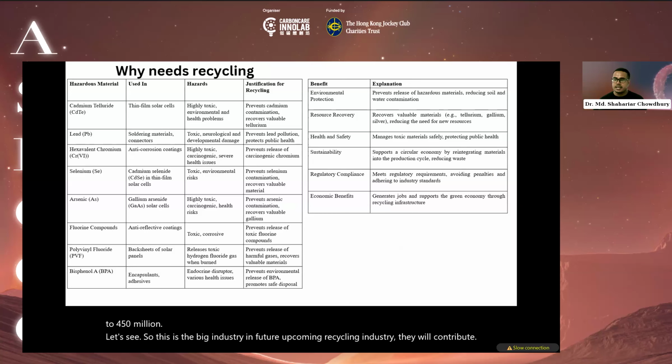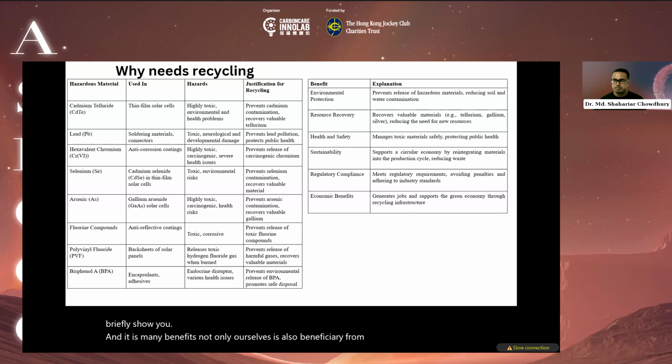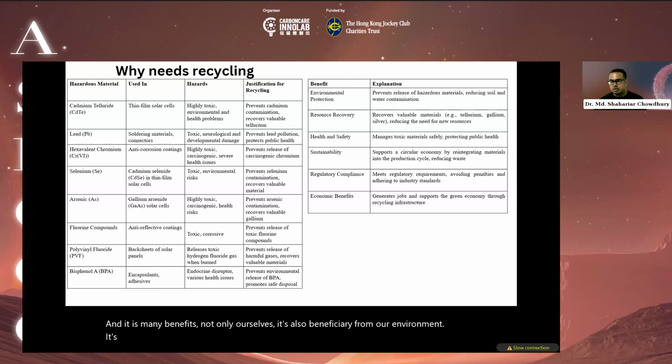So why do we need recycling? Is it just because solar panels become waste? No, there are many reasons, because solar panels are fabricated from hazardous materials. Lead, titanium and cadmium are very dangerous for human health. If we think safety first, then we need to save ourselves first. Then we will think about how to make it economical. I'm just briefly showing you; there are many benefits, not only for ourselves, but also for our environment and our ecology. That's why we need to be concerned about this.